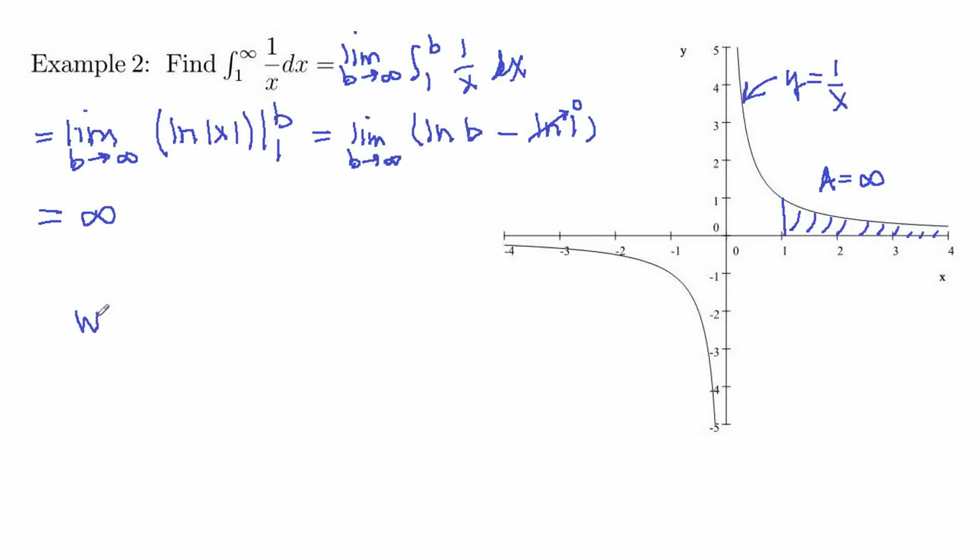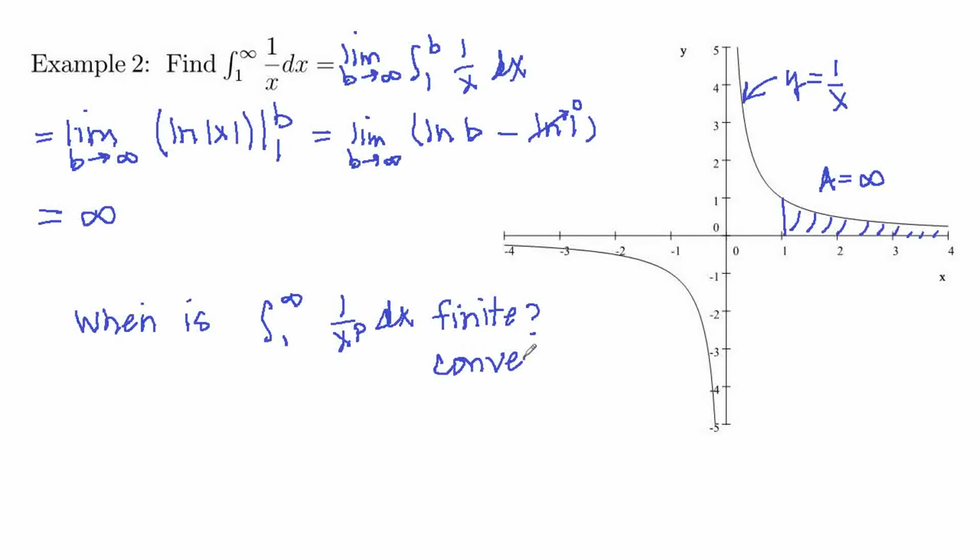So we'd like to know here, when is the integral from 1 to infinity of 1 over x to the p dx finite? Now the terminology here: if this integral is finite, we say it converges, like a limit converges. A limit does converge to an actual number. And when you get an infinite area here, we say that the improper integral diverges. So it's misbehaving. It's marching off to infinity.